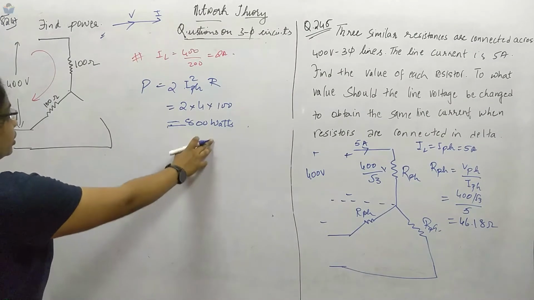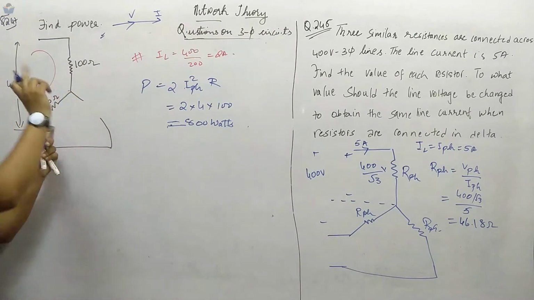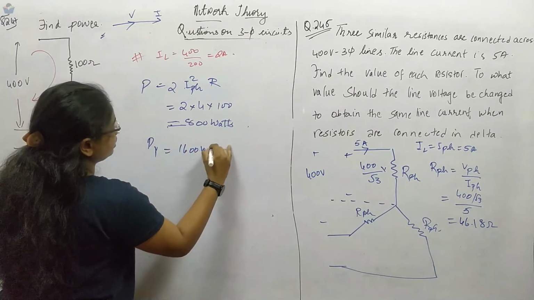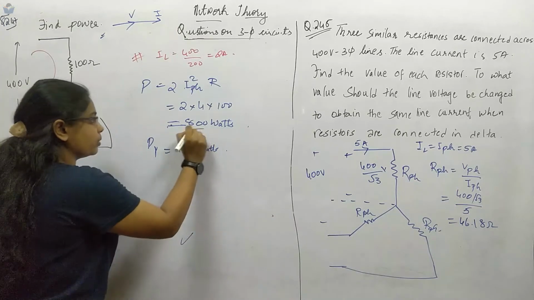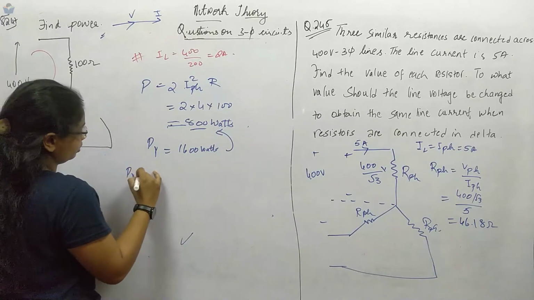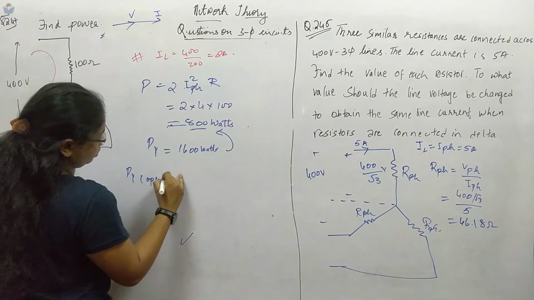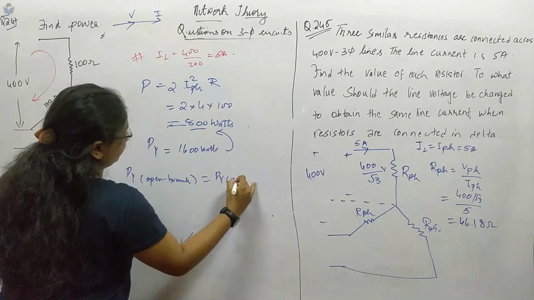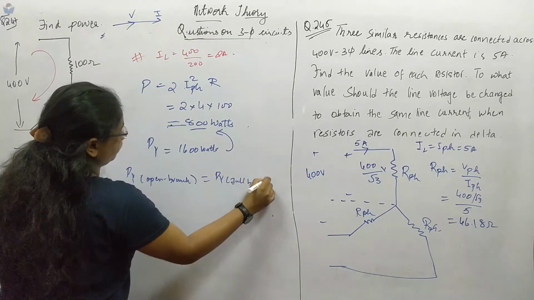Now what is the observation again here? In the previous case, when all 3 resistors were there, we had got 1600 watts. Now if you observe this one, it is half of that. So P star open branch is equal to P star full branch divided by 2.